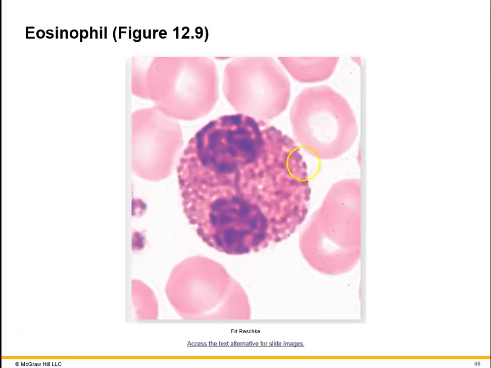They're typically going to have a bilobed nucleus, so just two lobes to the nucleus. And then if you look at the granules in the cytoplasm of an eosinophil, they're typically going to be a bright pink color. So eosinophils are going to look a lot different than all of the other white blood cells because of that, because you're going to see this bright, hot pink or almost orange colored cytoplasm in those eosinophils.